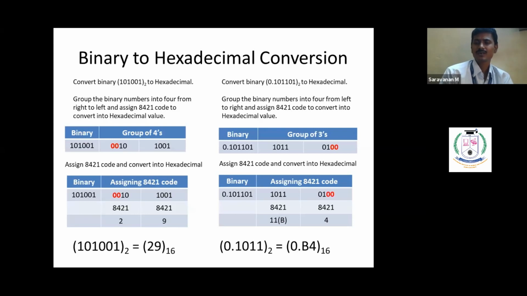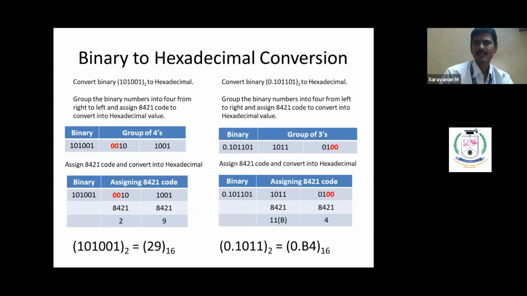Then the second group is 0100. Here 1 is present only for the position of 4, so take that value only, which is 4. So we see that the hexadecimal representation of the given binary number 0.101101 will be .B4.